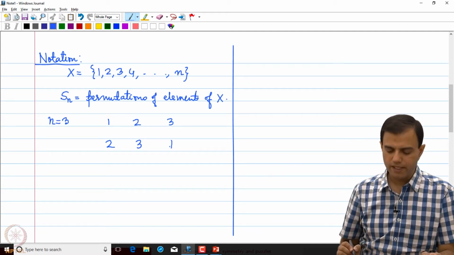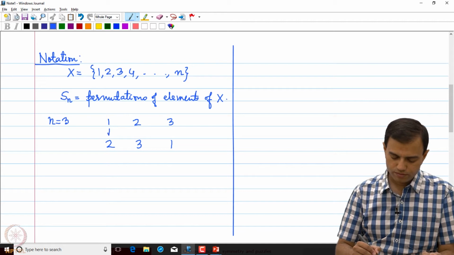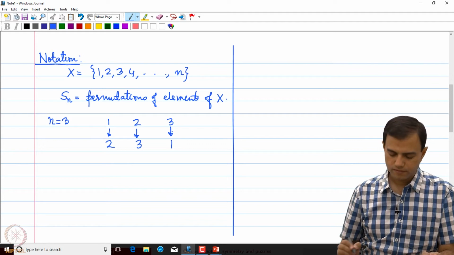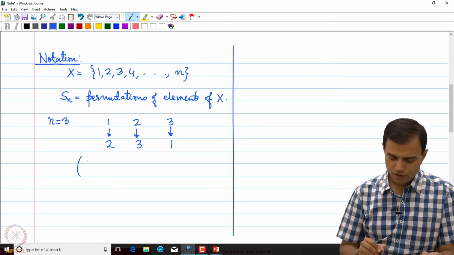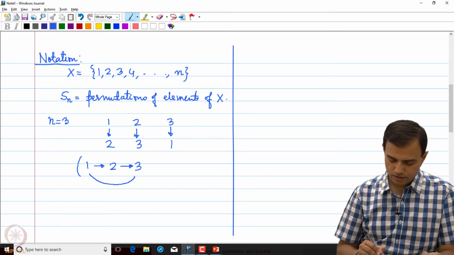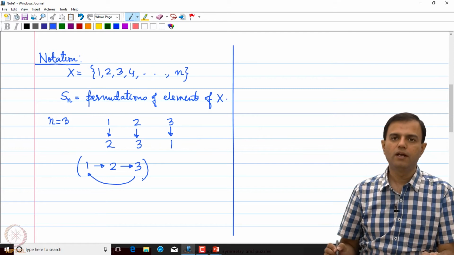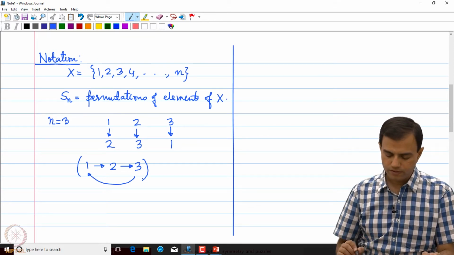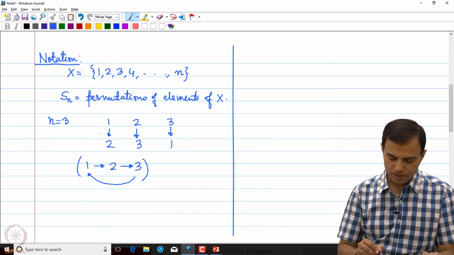So what is happening here? 1 is going to 2, 2 is going to 3, 3 is going to 1. So I express it like this: 1 is going to 2, 2 is going to 3, and 3 is going back to 1, and that's all. There is no other symbol, and it's 3. So there is no fourth symbol. So this is how we denote this permutation.